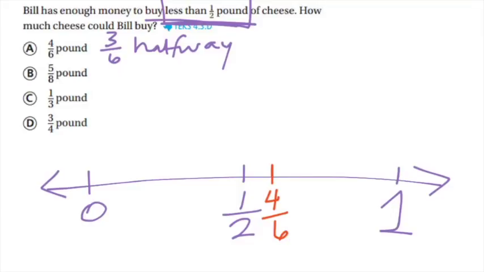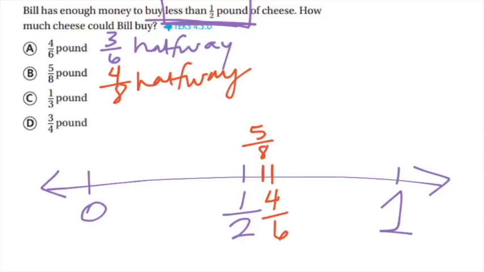All right, so now 5/8. What is the halfway point for the eighths? How many eighths is equivalent to 1/2? Well, half of 8 is 4. Therefore, 4/8 is going to be the halfway point. But I have 5/8, so 5/8 is going to be greater than 4/8. So 5/8 is somewhere greater than 1/2.